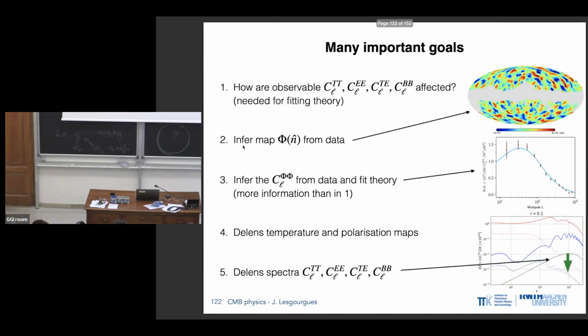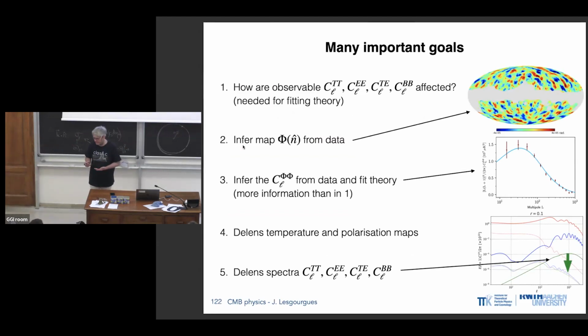Okay, so there are many important goals when you work on CMB lensing. There are many things you would like to do. First, you would like to understand how the C_L of temperature and polarization that we computed before are affected by lensing. They should be distorted by lensing.